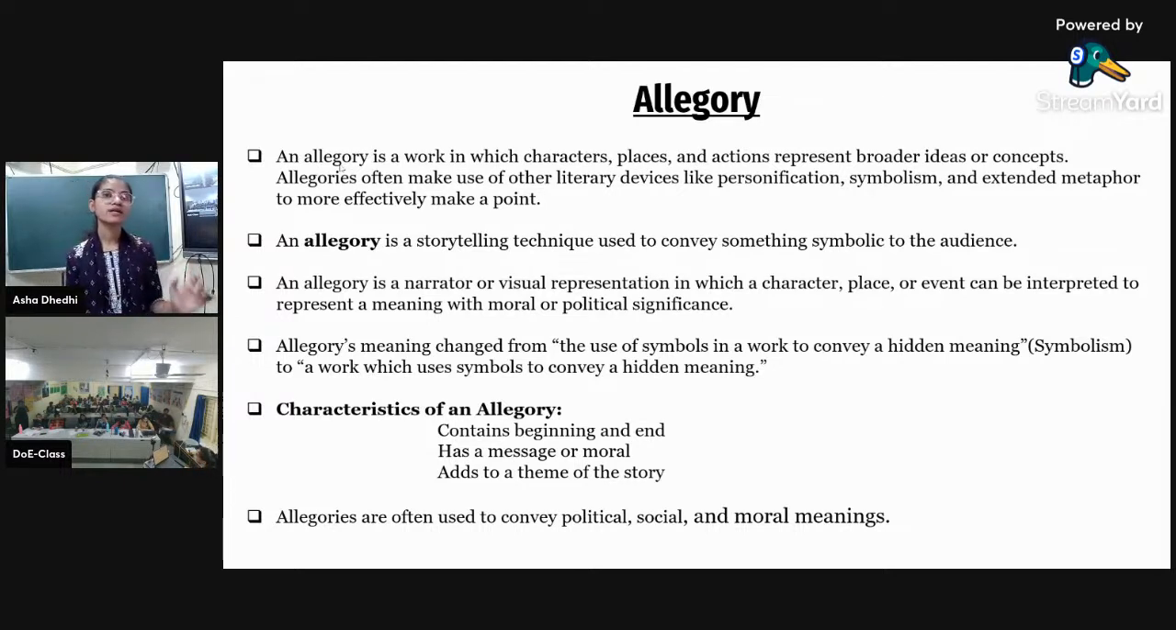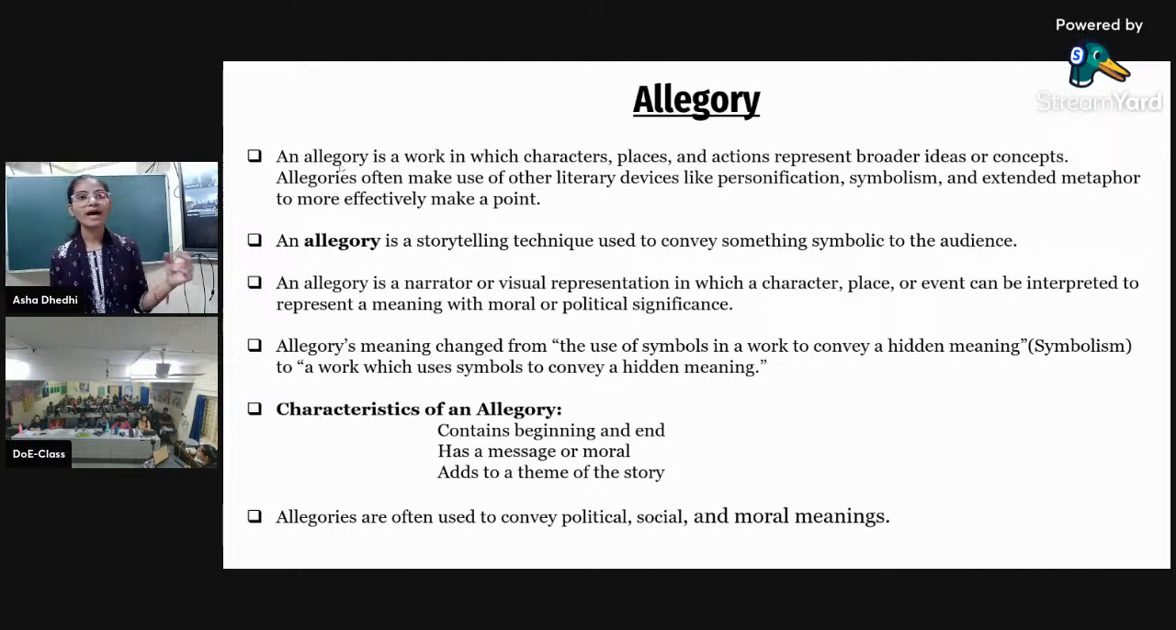So what this sentence suggests is that earlier, allegory was used with reference to symbolism, that any literary piece using certain symbols is considered an allegory. But over the period of time, we have seen the changing definition of allegory. Now, the current definition of allegory is that a work which uses certain symbols, which can be from religion, which can be from history, is conveying certain hidden meaning.